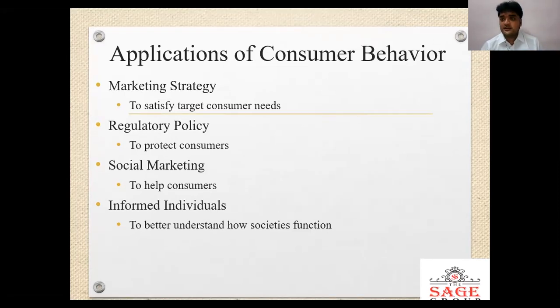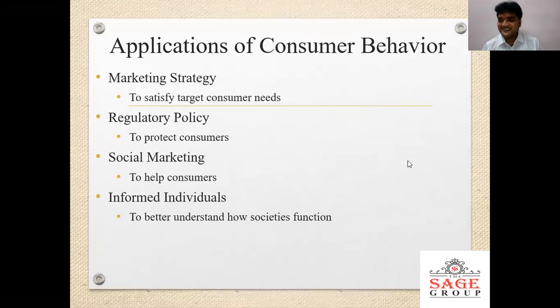So understand consumer behavior. Consumer behavior says what the problems are. And once you get the idea about the problems, you can resolve them by preparing good regulations and policies.